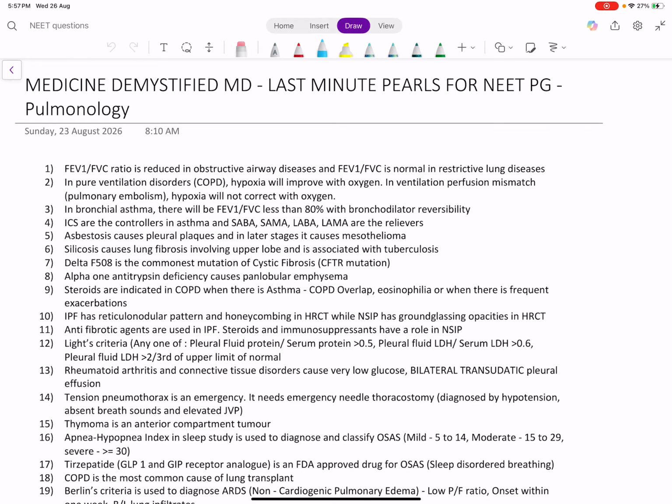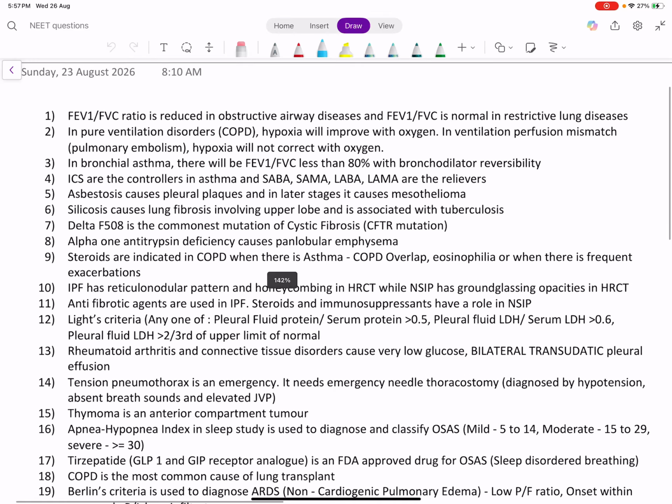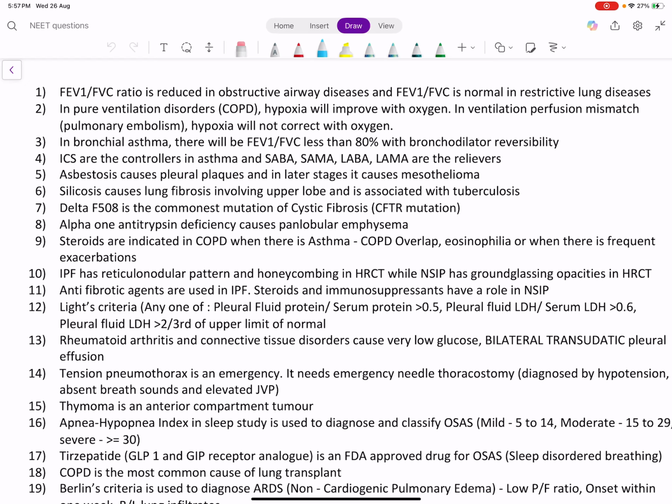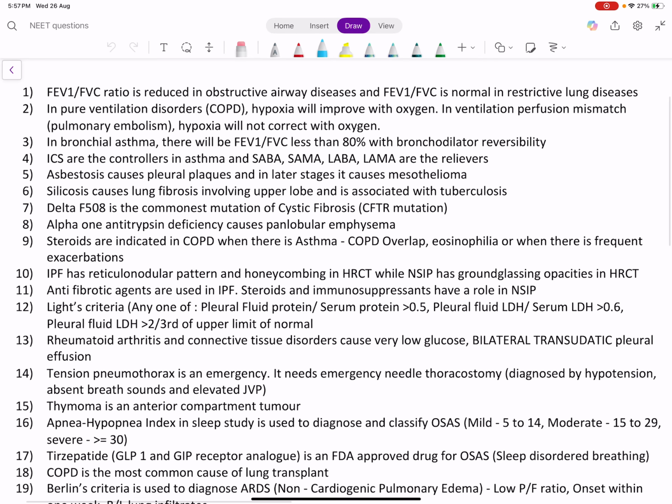Today we will discuss pulmonology. The pulmonology basics is FEV1 by FVC. This ratio is reduced in obstructive airway disease. Why is it reduced in obstructive airway disease? FEV1 is low, FVC is normal, so the ratio is reduced. Whereas this ratio is normal in restrictive lung disease because both FEV1 and FVC are reduced to an equal amount. So even though FEV1 and FVC are reduced, the ratio is normal.